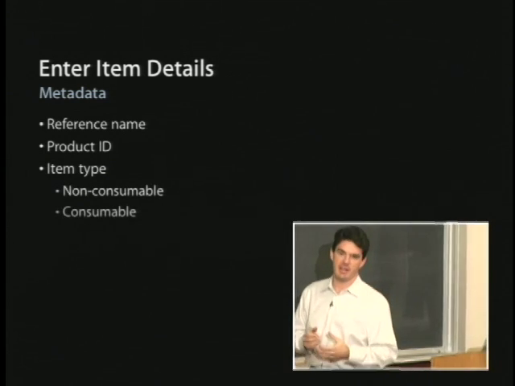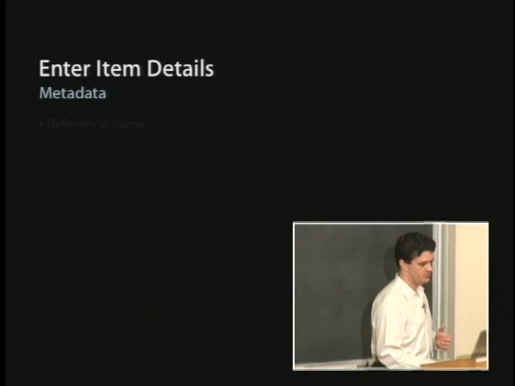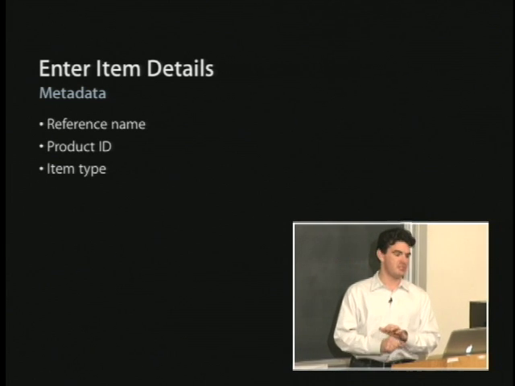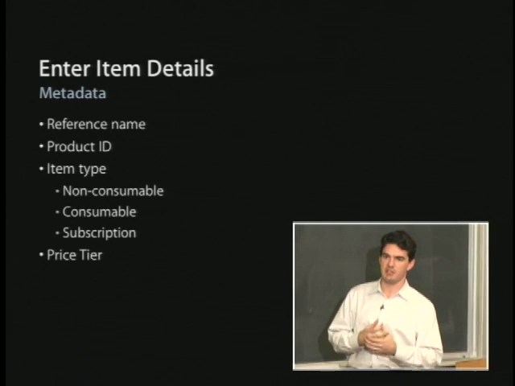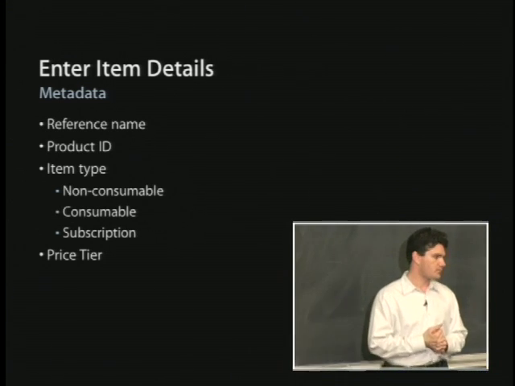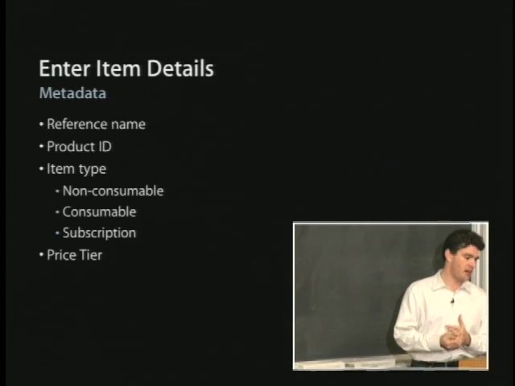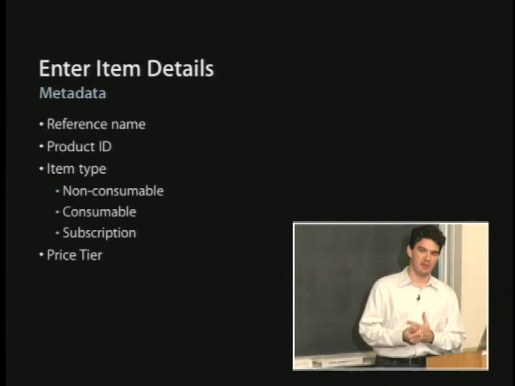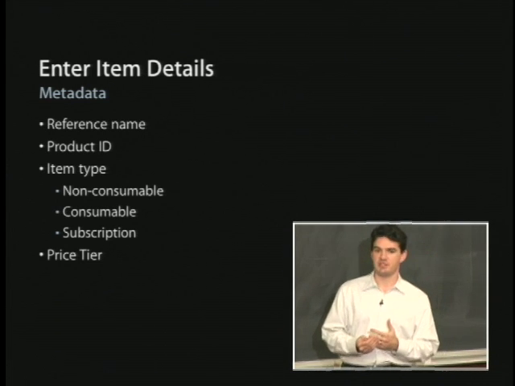So for adding an item, we're going to ask you for a few pieces of information. The first is a reference name. This is merely a name for you, for how you want to keep track of this item. A product ID, which again is not changeable. The item type. We currently support 3 item types: non-consumable, consumable, and subscription.